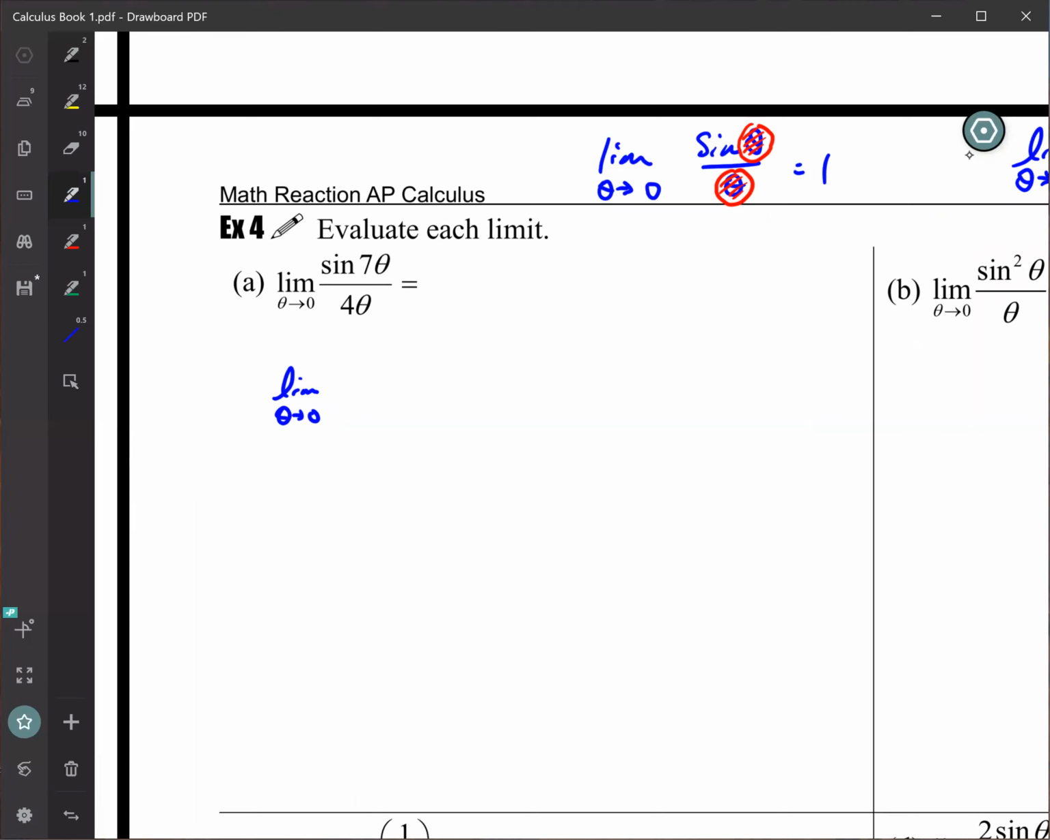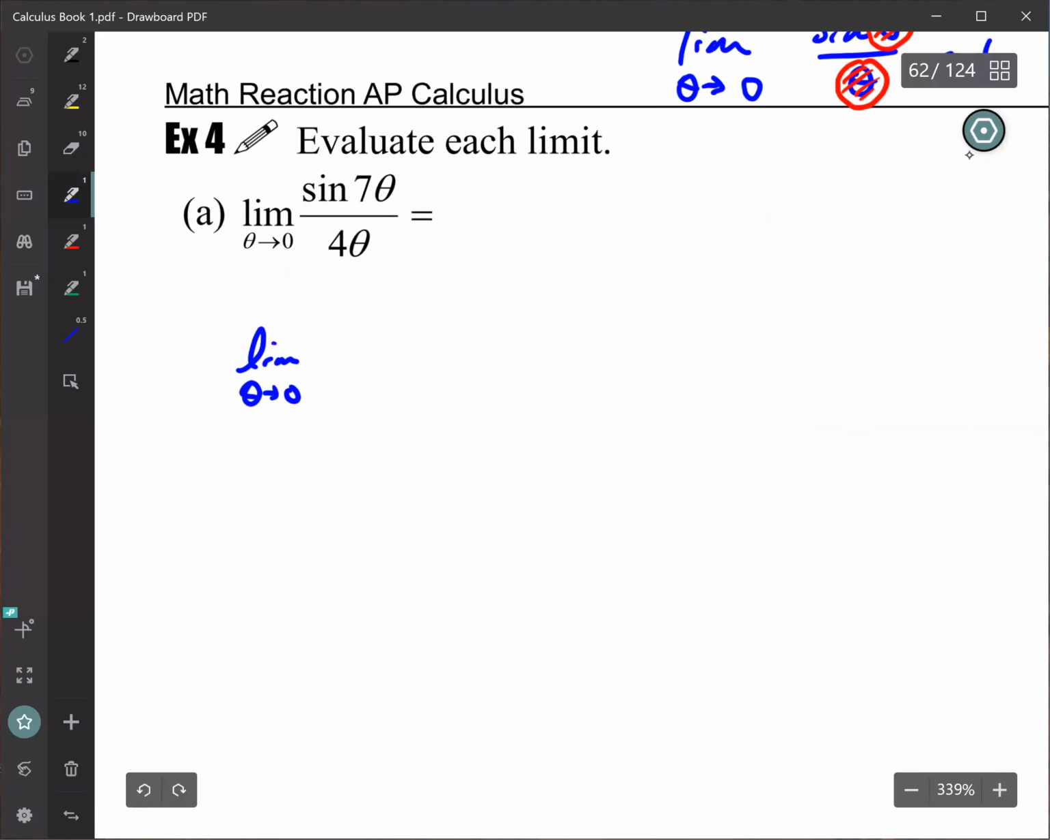So over here, just like the way we proved the second one, we're going to do some splitting. The 7 theta, I'll just put it in the numerator.